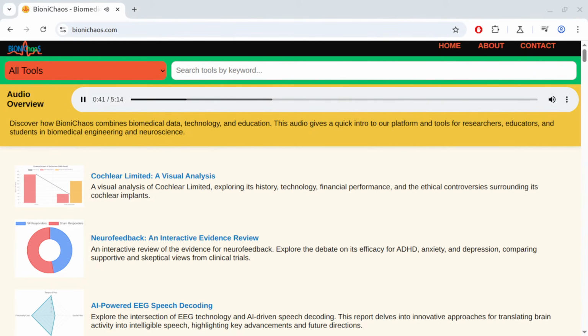Imagine just trying to really get complex physiological data without seeing it move, seeing it react. These BioniChaos tools are not just static dashboards, they're more like dynamic learning environments. We're talking about tools where you can practically play with brain waves or fine-tune heart rhythms. It sounds wild. It is pretty wild.